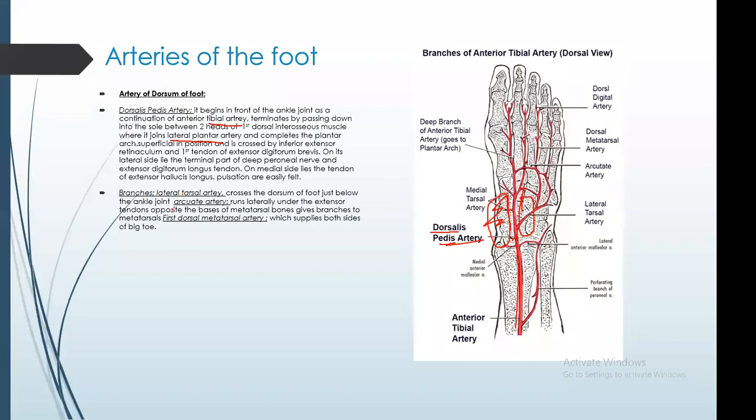The branches of the lateral tarsal artery cross the dorsum of the foot just below the ankle joint. The arcuate artery runs laterally under the extensor tendons opposite to the bases of the metatarsal bones, gives branches to the metatarsals, and the first metatarsal artery which supplies both sides of the big toe.